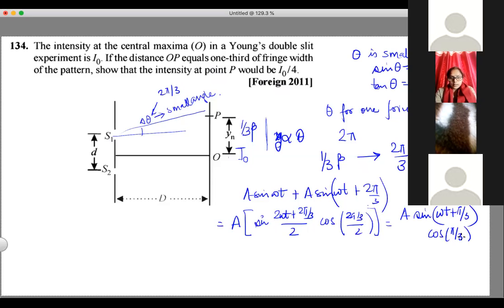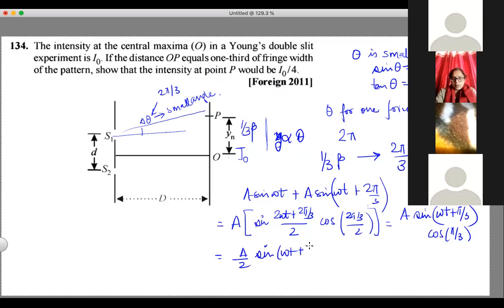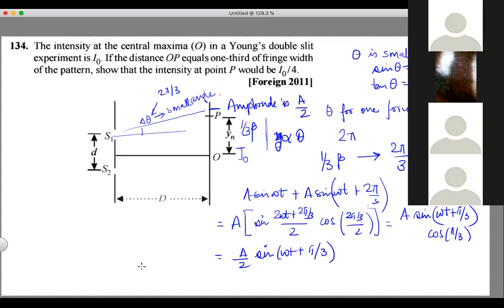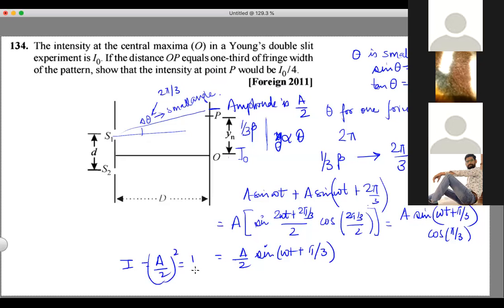What is cos pi/3? Cos pi/3 is half. So a/2 sin omega t plus pi/3. So what is the amplitude here? The amplitude is a/2 and intensity will be a/2 whole square, which is 1/4 a square, which is 1/4 I naught. Understood?